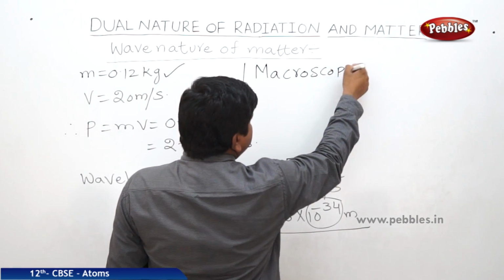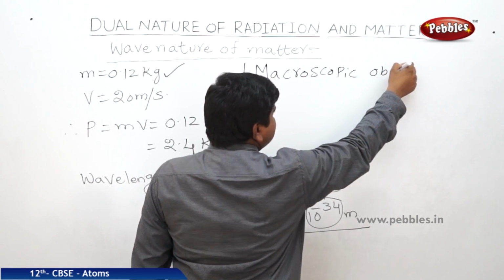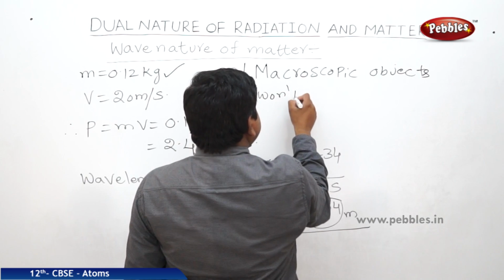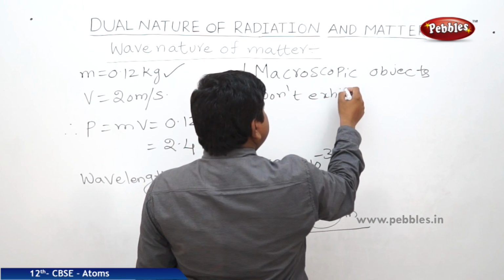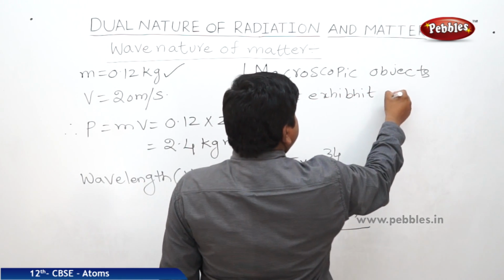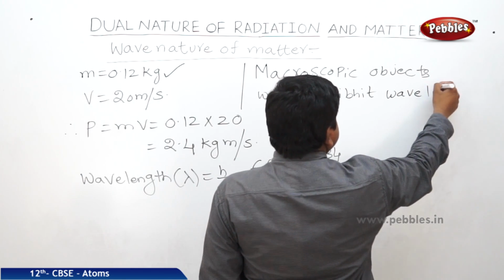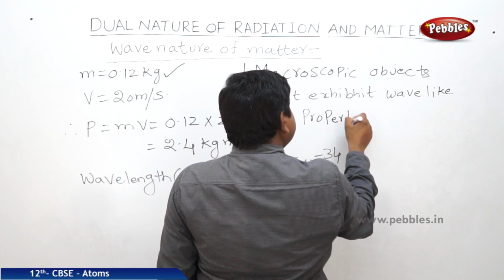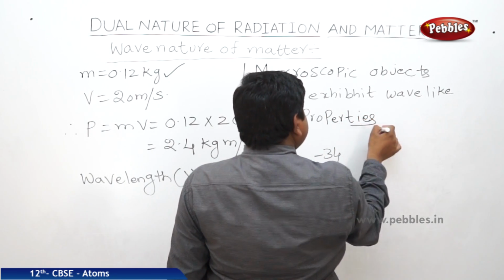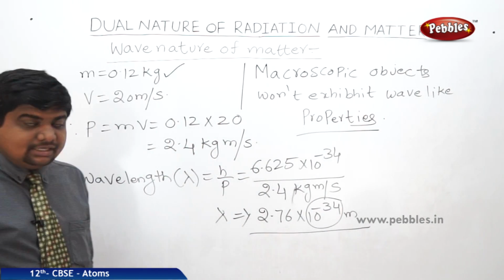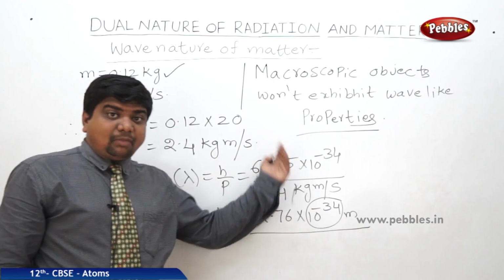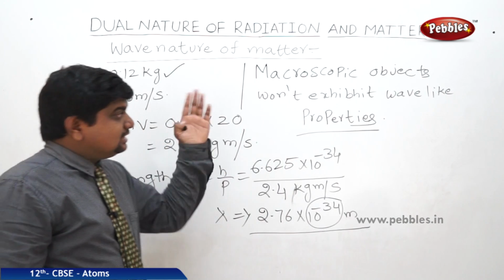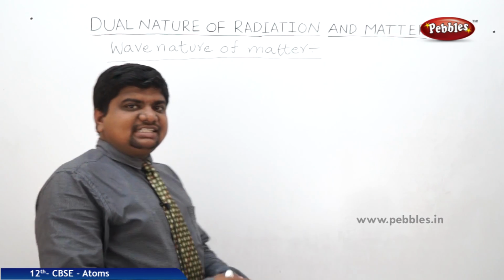Macroscopic objects won't exhibit wave-like properties. This is very, very important. So, it is useful for microscopic objects, and what the limitations are in the microscopic case we will also see. So, now consider an electron.